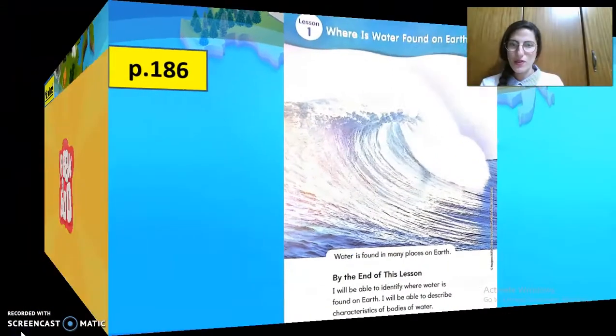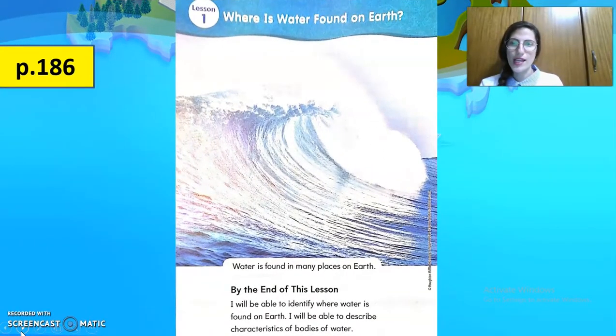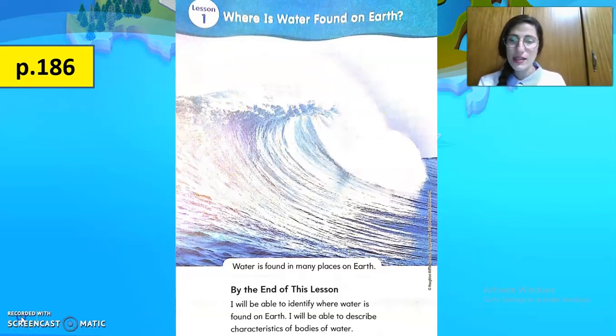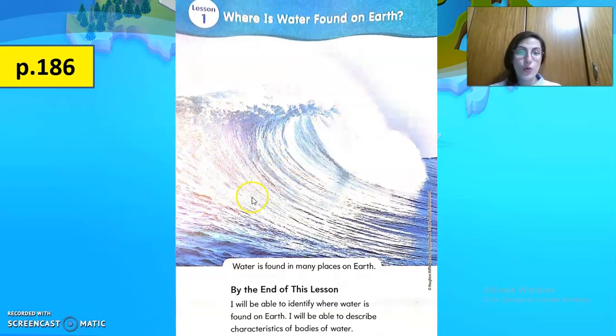Now, let's start with our lesson on page 186. Let's read lesson 1, where is water found on Earth? Let's take a minute to observe the picture carefully. What do we see? What do we observe in this picture? We see a huge, gigantic wave, right? So water is found in many places on Earth. By the end of this lesson, I will be able to identify where water is found on Earth.